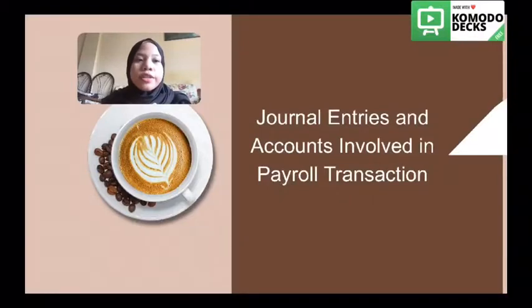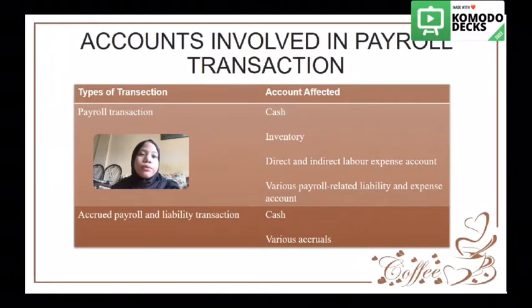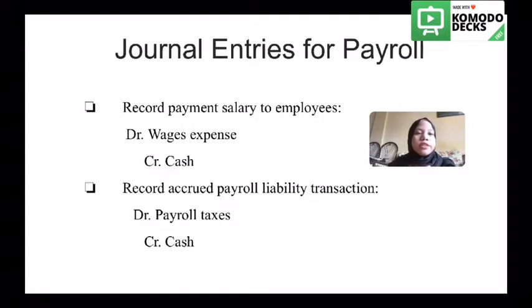Next, journal entries and accounts involved in payroll transactions. There are two transactions under the payroll transaction. First, payroll transaction. Second, accrued payroll liability transaction. These are the general entries for the payroll. After the IT department reviews and sets the processing data for the salary payment, they record the salary to employees, which is debit wages expense and credit cash. Then they also record the accrued payroll liability transaction, which is debit payroll taxes, then credit cash.